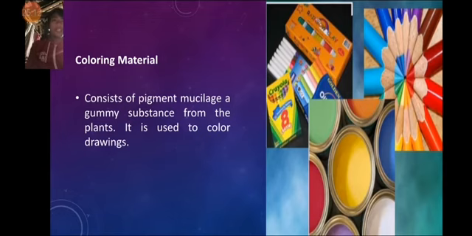Coloring materials. These are never missing from our taste. A good choice of coloring material is one that is really suitable to our taste, to what we really want. It depends on us which brand we like. It consists of pigment and mucilage, a gummy substance from plants. It is used to color drawings. Of course, to have a colorful appearance, to highlight the dark spots if we want to sharpen our drawing. So, we will really use this coloring material.